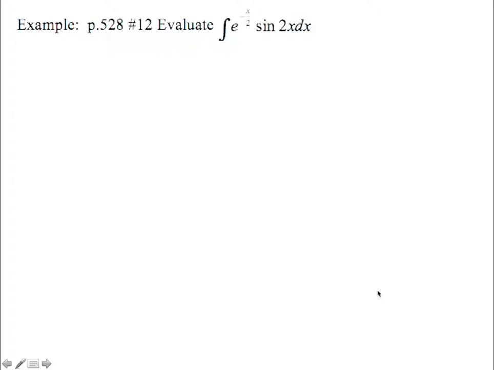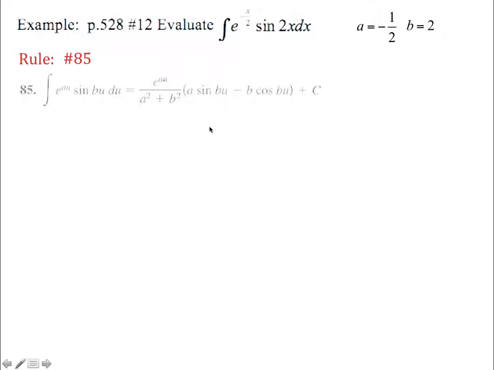Okay, so looking at this one, we know that e to the minus x squared and sine 2x just keep going back and forth between derivatives, and it's not anything we can reduce. So we're going to have to use Rule 85, which looks like this, e to the au sine bu, where our a is negative a half, it's the coefficient of the power, and our b is 2.